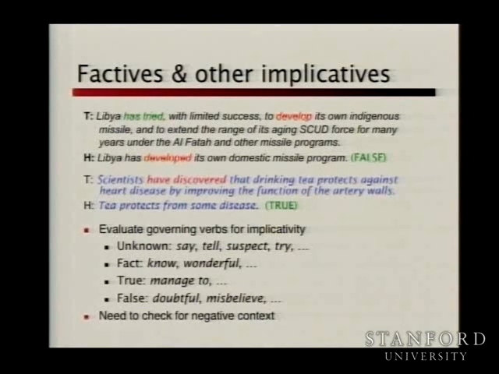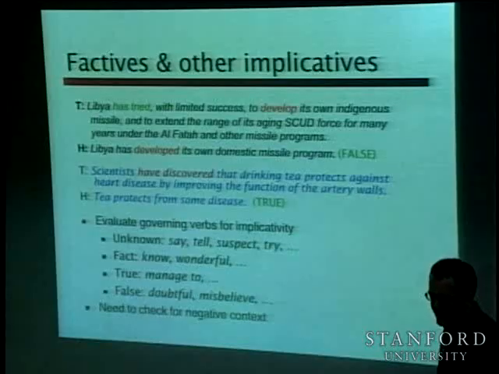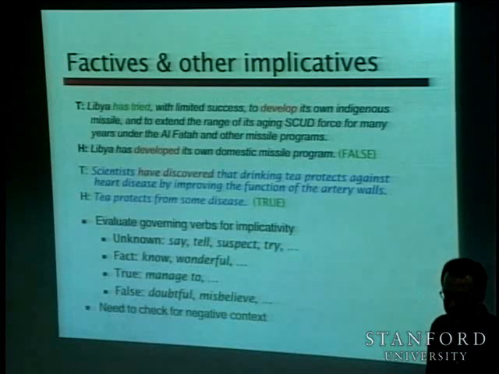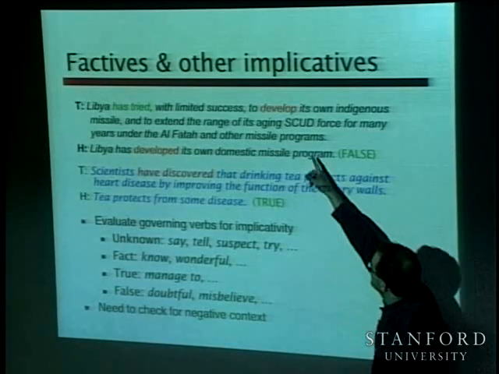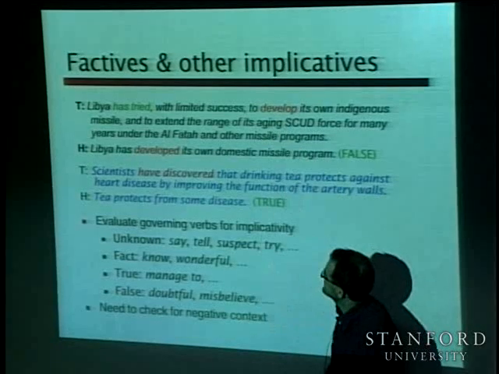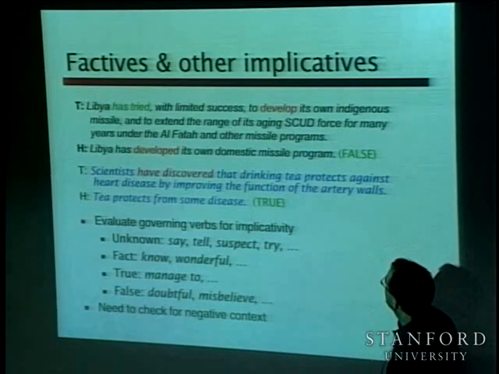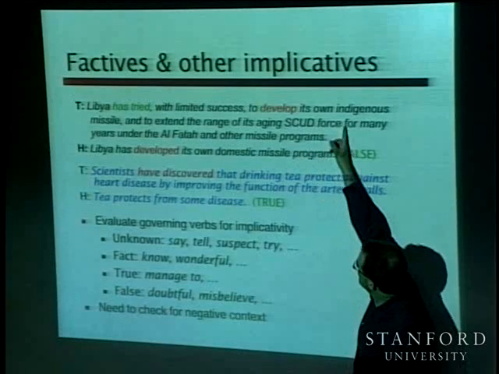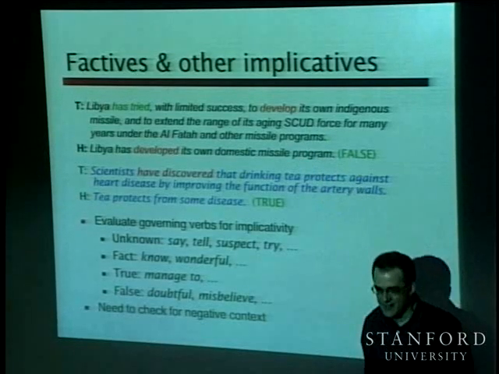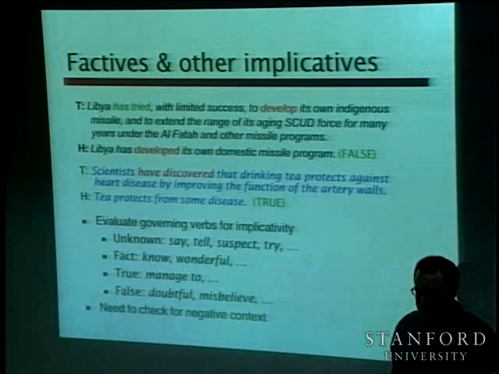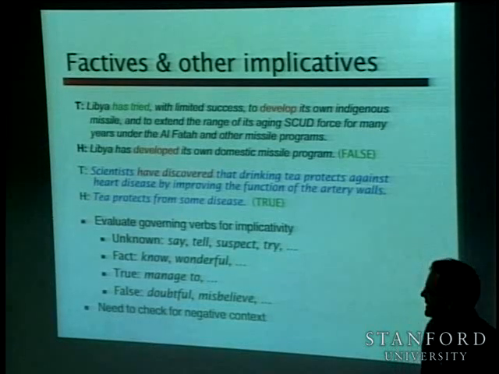That you just don't want to be able to conclude from that Libya has developed its own domestic missile program. But again, you get an excellent matching of syntactic structure, because syntactically Libya is the subject of develop. You get this control relationship that I talked about briefly, and it's developing an indigenous missile, so the object is right. So the syntactic structure match is really basically perfect.